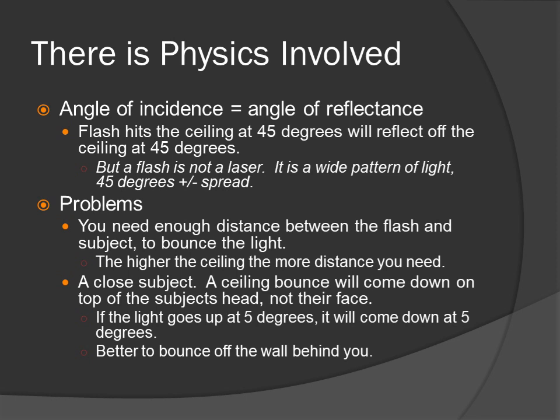There is physics involved. Something called angle of incidence equals angle of reflectance. If the flash hits the ceiling at 45 degrees, it will reflect off the ceiling at 45 degrees. But a flash is not a laser. It is a wide pattern of light, so it'll be 45 degrees plus or minus a spread.